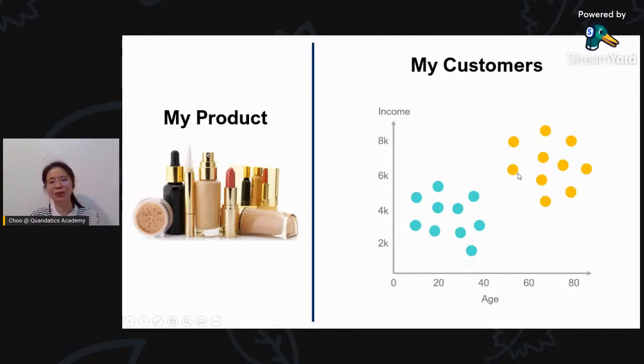So what we can do next is move into the next phase of the STP, which is the targeting. Now segmentation has been done, so this idea will be forwarded to the targeting.